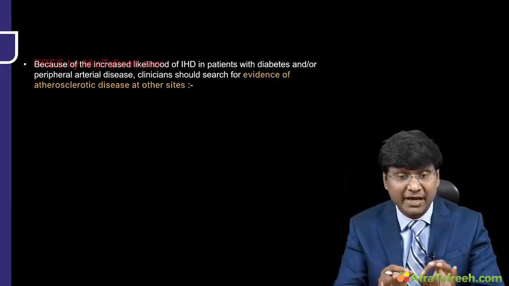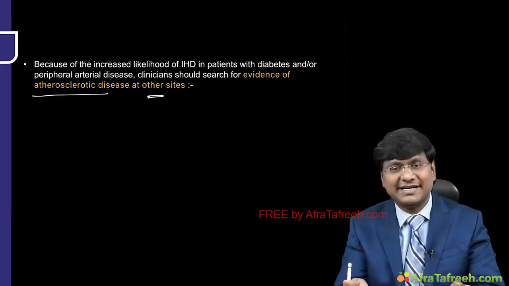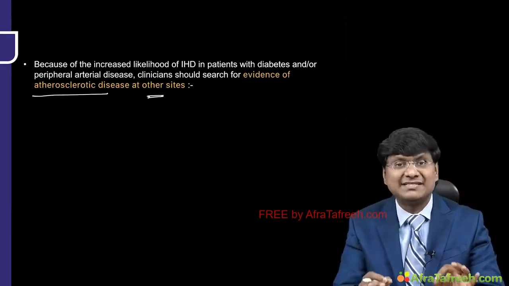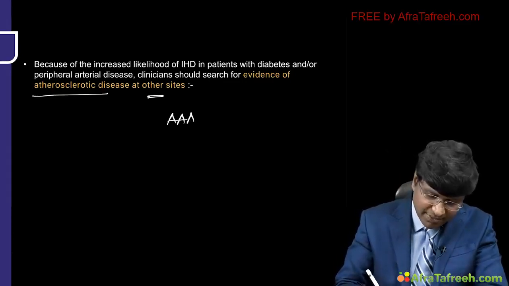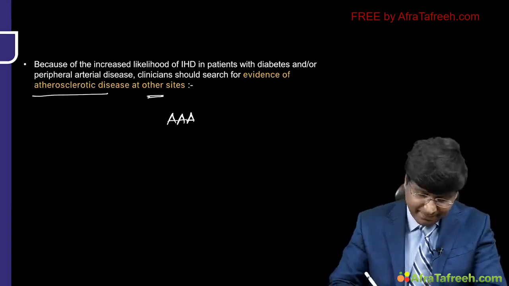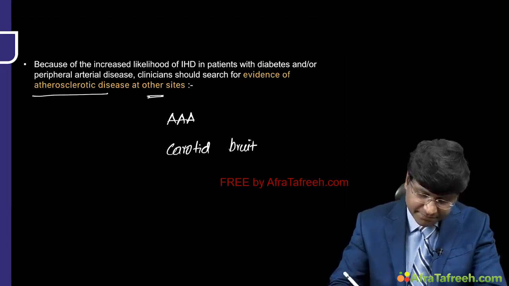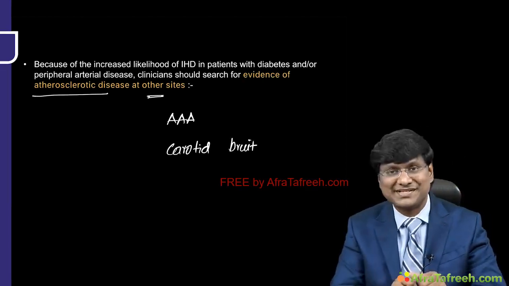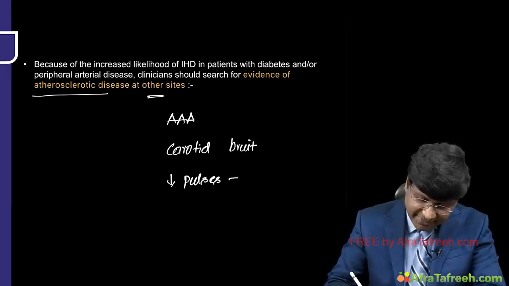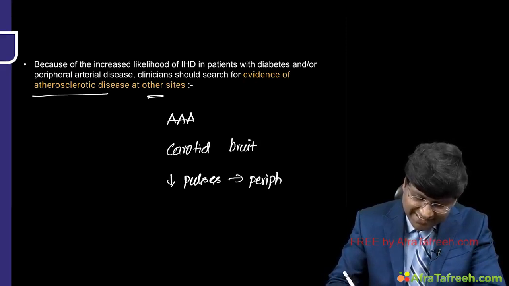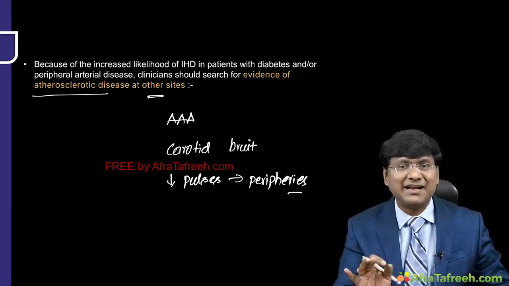Now, what are the evidences telling you that there is atherosclerotic disease at other sites? The evidences that tell that there is atherosclerosis at other sites are, number one, development of abdominal aortic aneurysm, presence of carotid bruit, that tells there is carotid atherosclerosis, right? And diminished pulses in the peripheries. So that tells there is atherosclerosis within the peripheral arterial vessels.